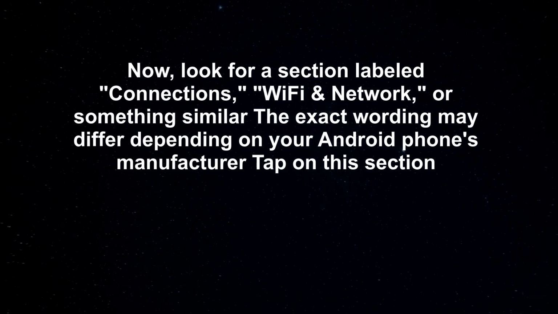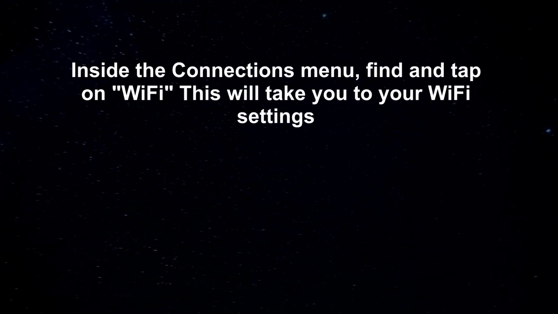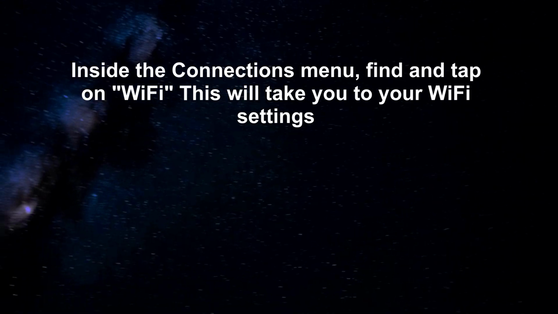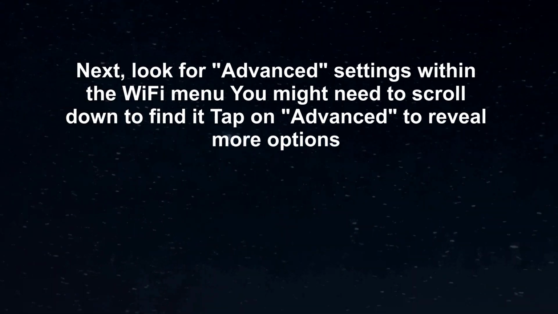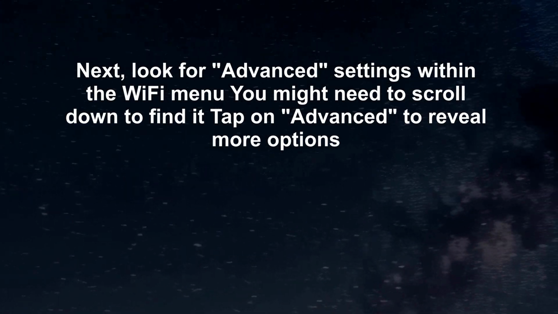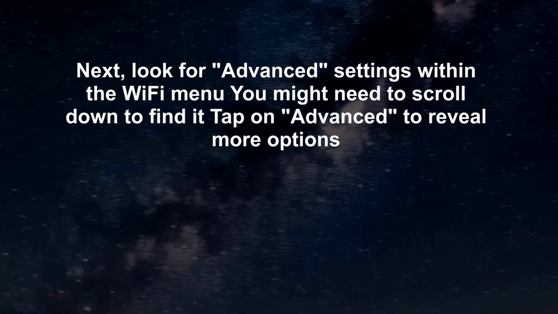Tap on this section. Inside the Connections menu, find and tap on Wi-Fi. This will take you to your Wi-Fi settings. Next, look for Advanced Settings. Within the Wi-Fi menu, you might need to scroll down to find it. Tap on Advanced to reveal more options.